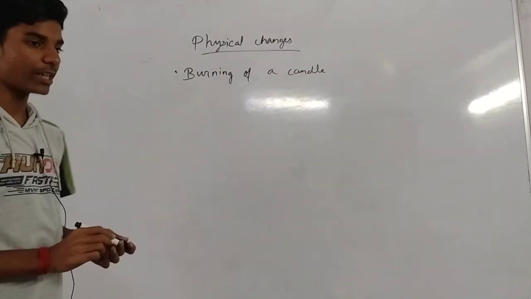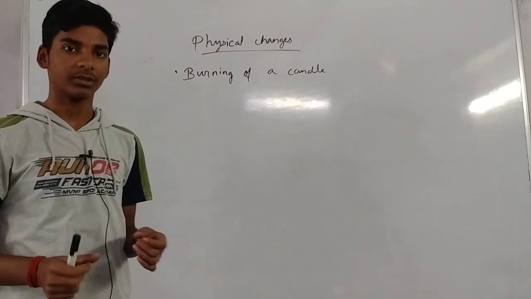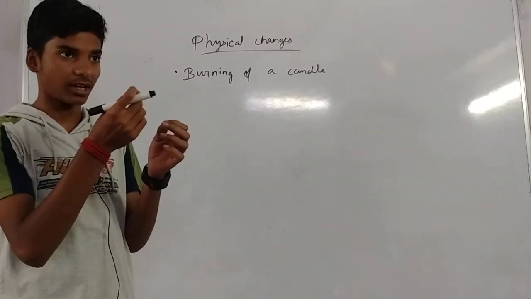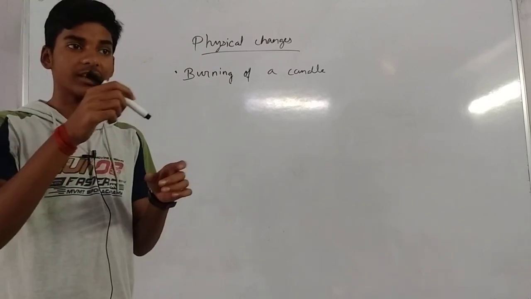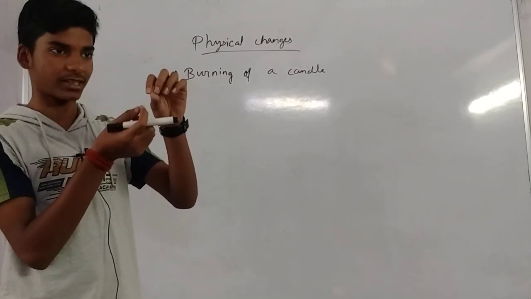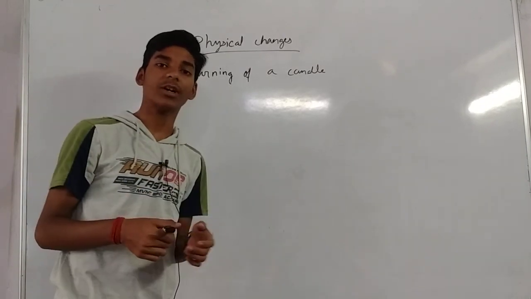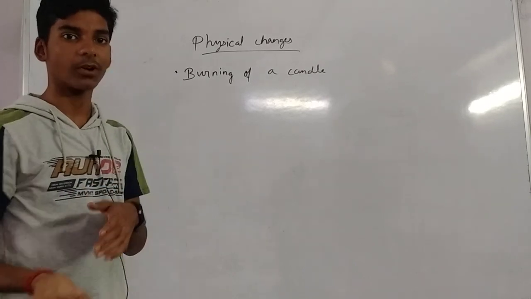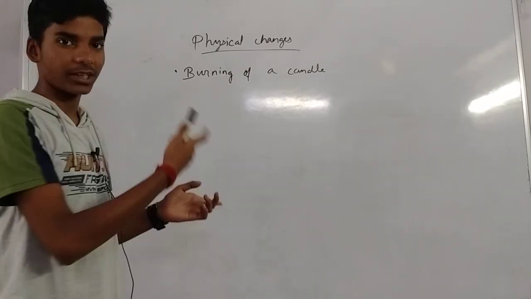In the burning of a candle, as you have seen, the wick of the candle starts burning. So when the wick burns, it produces ashes that are black in color. The wick is white in color before burning, and when we start to burn the candle, it turns into a black powder and starts falling down. So that is an example of chemical change that we will study after this.